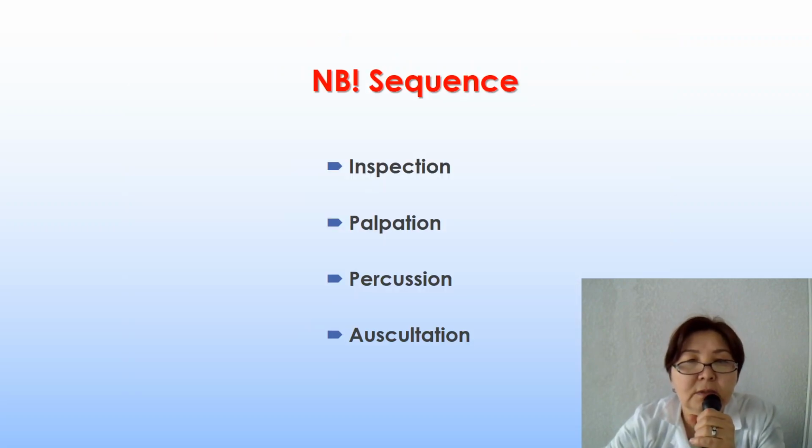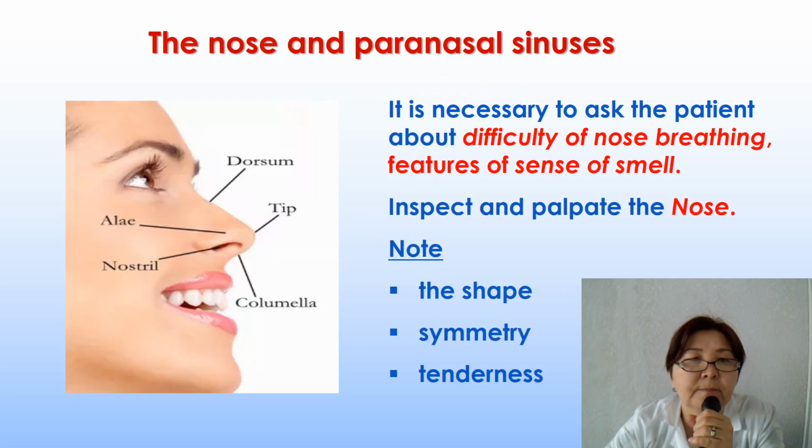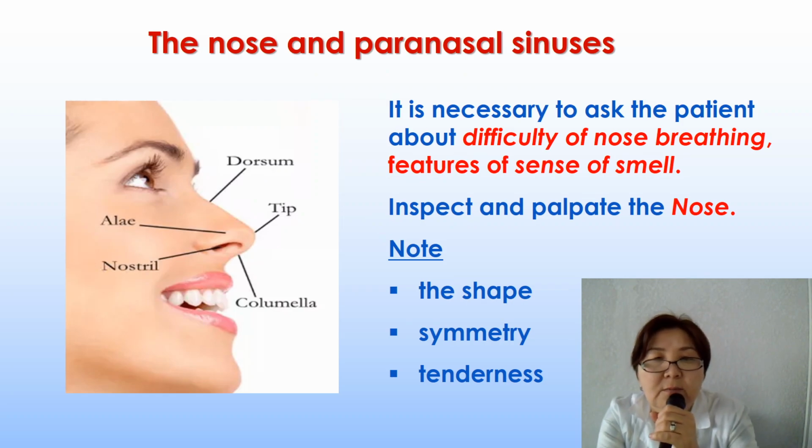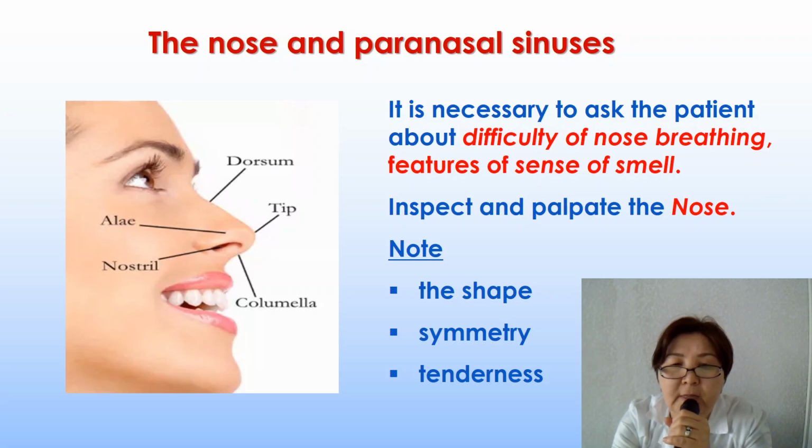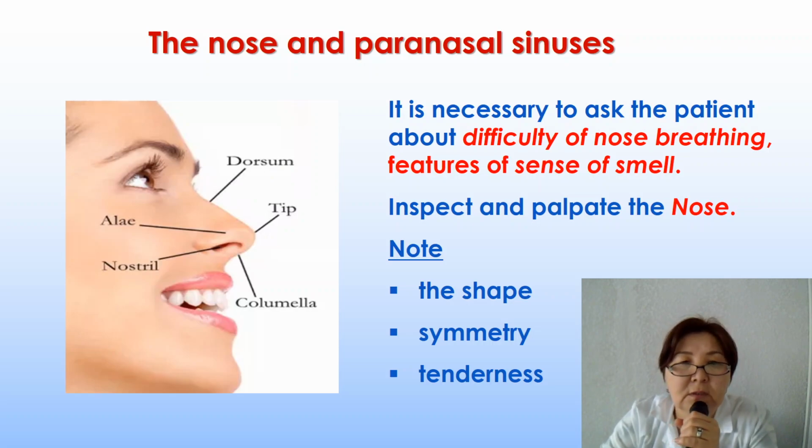Again, remind you the sequence of examination of respiratory system. First inspection, then palpation, percussion, and at last auscultation. Examination of respiratory system, we begin from the nose. It's necessary to ask the patient about difficulty of nose breathing, features of sense of smell. Inspect and palpate the nose. Note the shape, symmetry, tenderness.